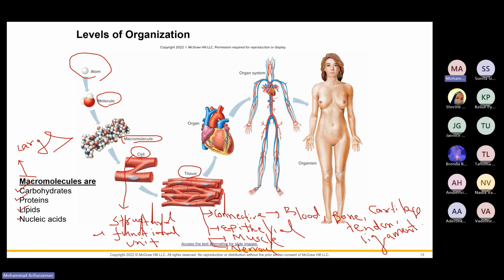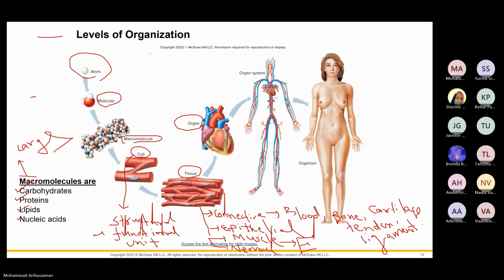So what are the different types of muscle tissue? We have skeletal muscles, smooth muscles, and cardiac muscles. Good. Now, different types of tissue combine to form an organ. So, like the heart is an organ, the kidney is an organ.